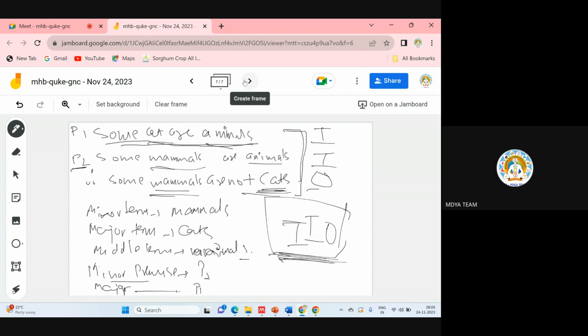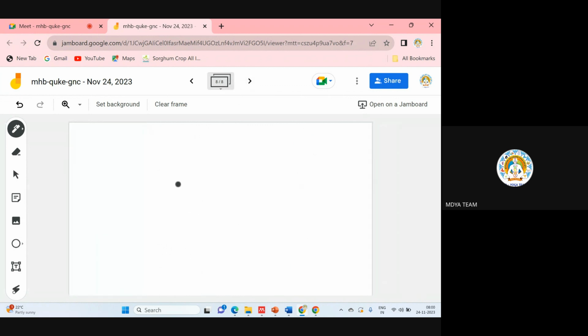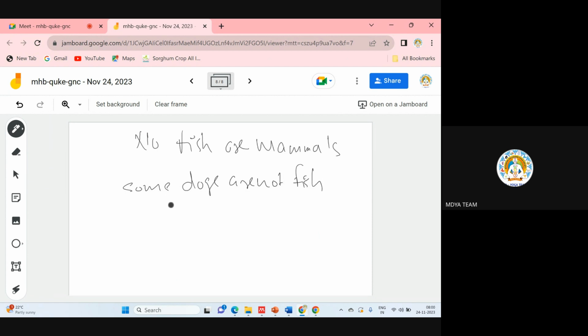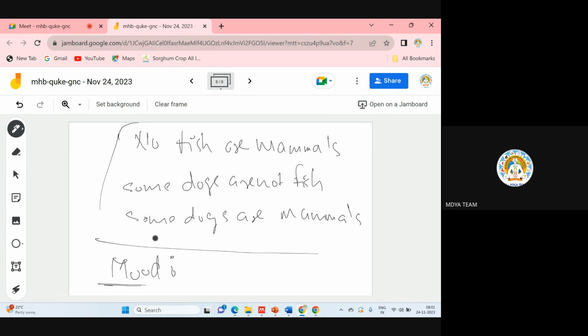Okay, one more question. You can solve it on your own. No fish are mammals. Some dogs are not fish. Some dogs are mammals. Okay, solve this question. What will be the mood of this categorical syllogism?